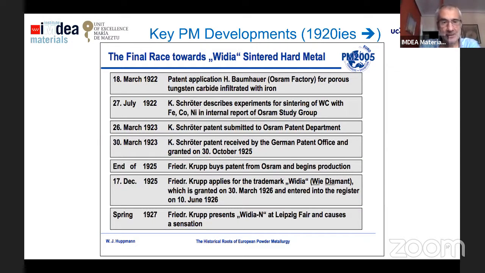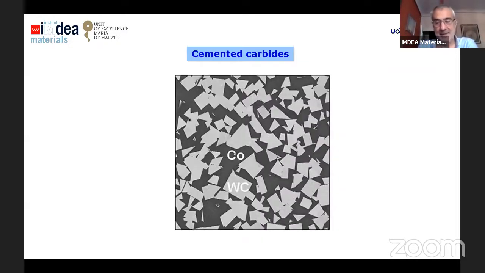So the race to get Widia, this material that was called Widia at that moment, was really, really long. There were a lot of different patents, different improvements to the process. And at the end, in the late 30s, we had the product on the market. This product was based especially on its microstructure, in which you can find a hard phase, which was the tungsten carbide, and a binder, a soft phase made of cobalt.